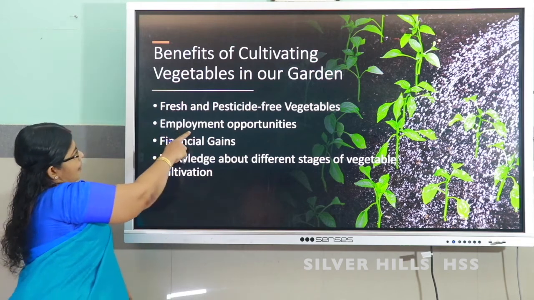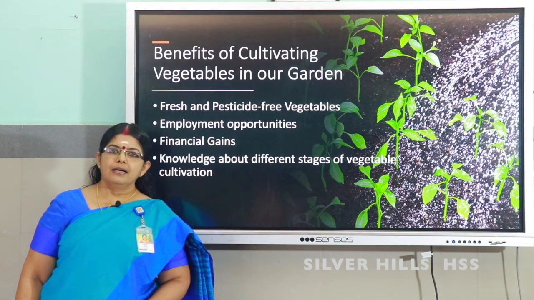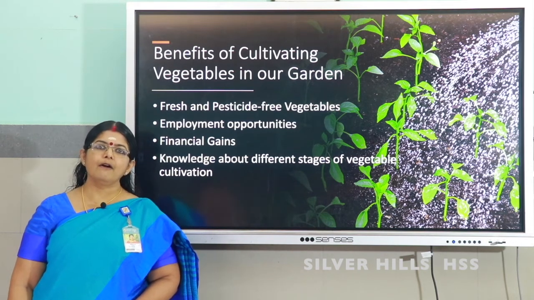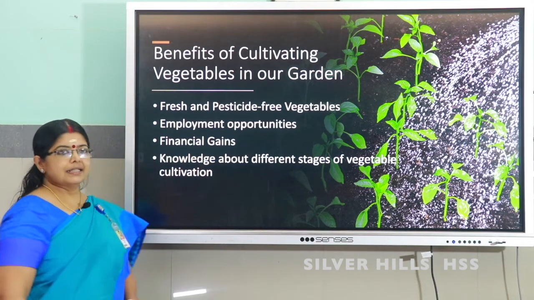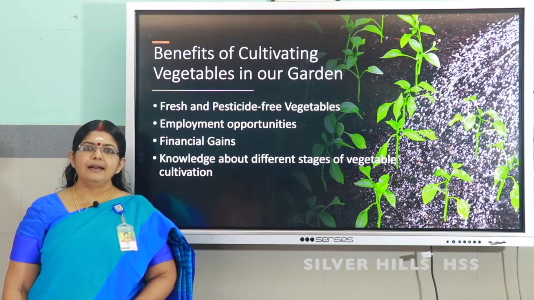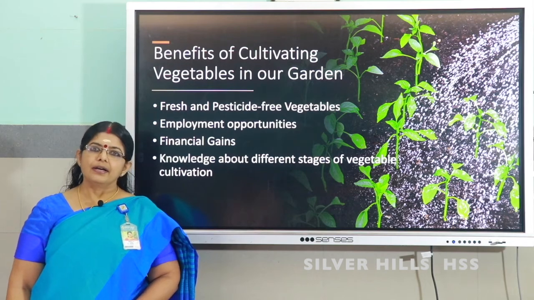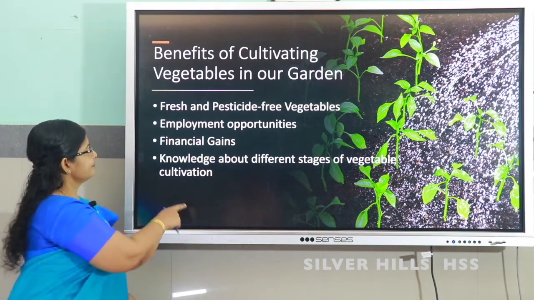Then, more employment opportunities. That means employment opportunities for more people. Financial gains. That means we can save money. We will also get knowledge about the different stages of vegetable cultivation.